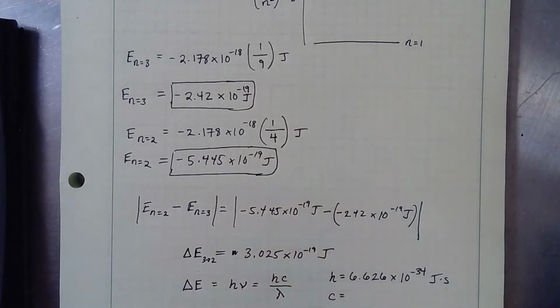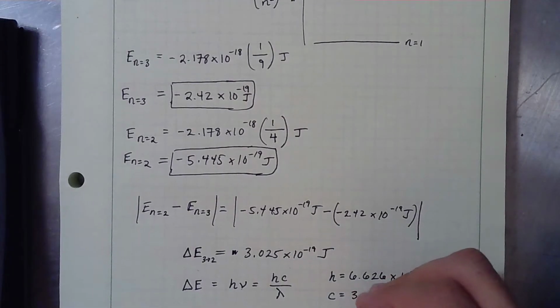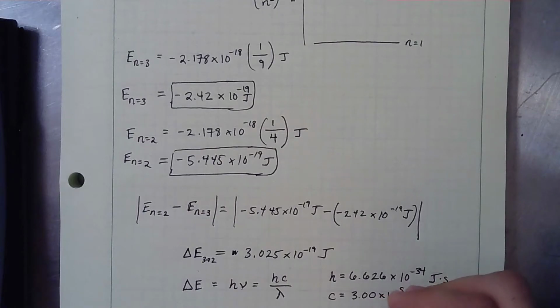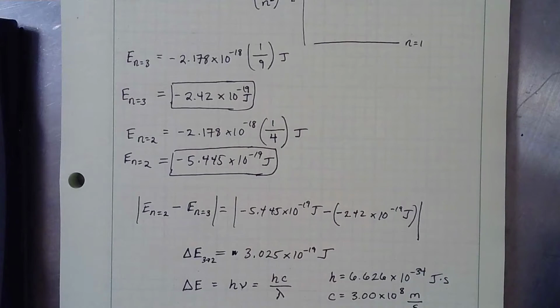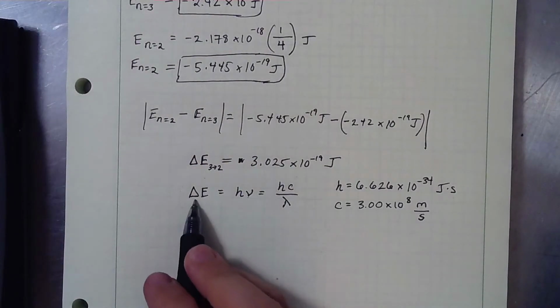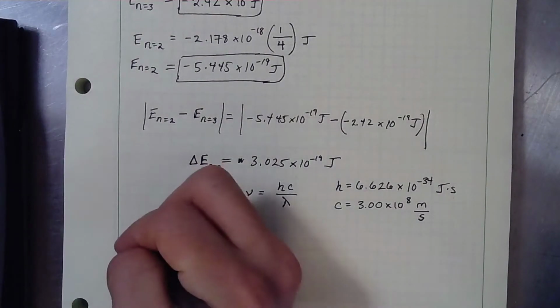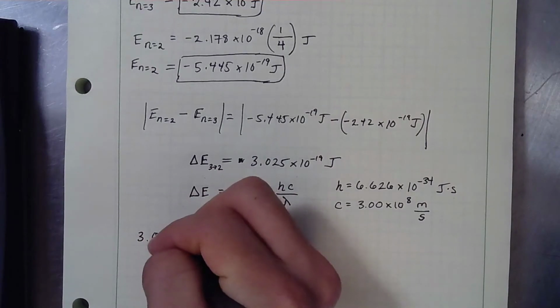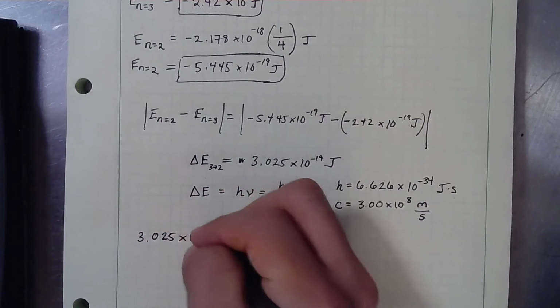C, like I said before, is the speed of light. This is approximately equal to 3.00 times 10 to the 8th meters per second. Okay. It's totally fine if we get a wavelength that is in meters. So we don't have to do anything with this just yet. Okay, so let's set up the equation and plug in our values. So our delta E was 3.025 times 10 to the negative 19 joules.